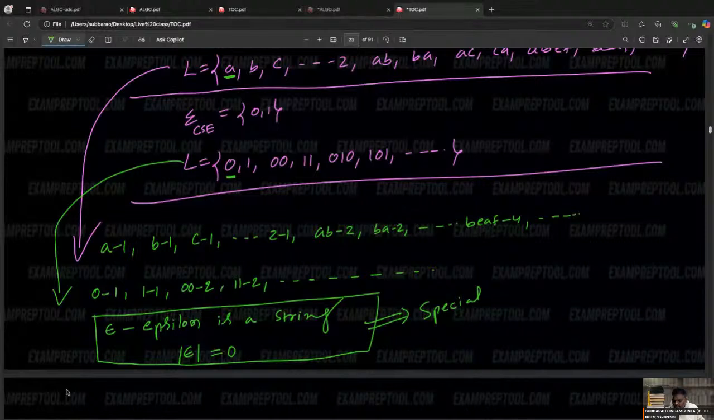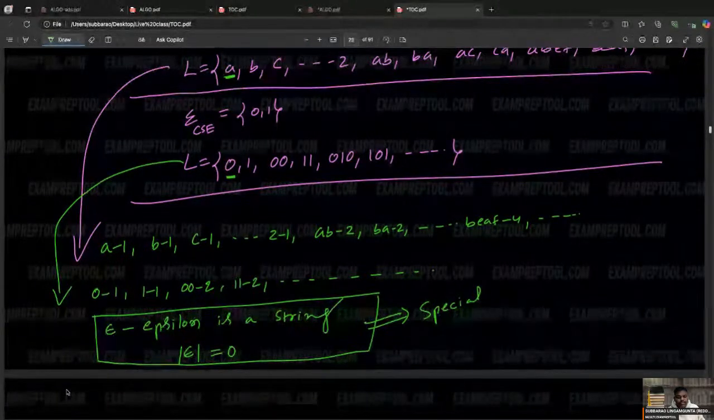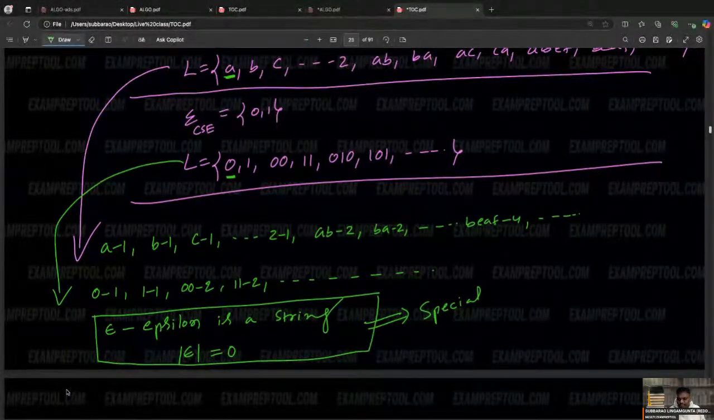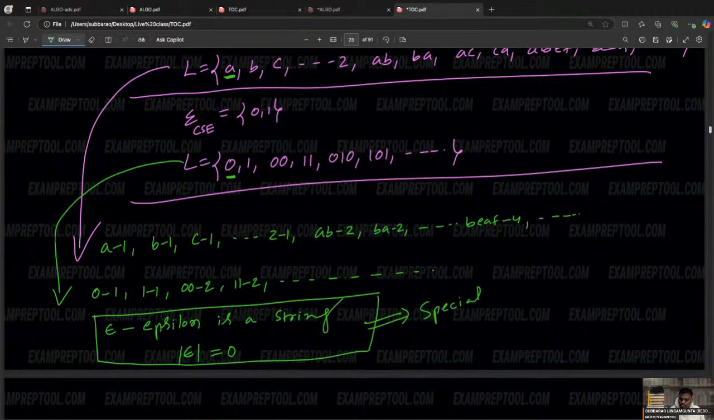There is one kid whose weight is 0. How is it possible? Is he a ghost? Maybe, yeah. Otherwise, this TOC subject cannot survive. If you remove epsilon from the TOC subject, the TOC subject may not exist. The total story in TOC is running with the epsilon symbol only. Epsilon is a string whose length is 0. It is a special string.